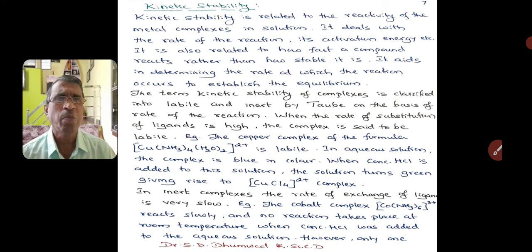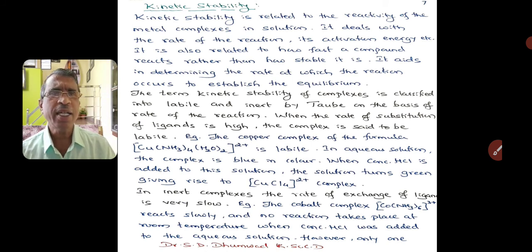So the compound may be more stable, but if it is not going to react to form a product, then we say it is kinetically less reactive. Therefore, kinetic stability tells us about how fast a compound reacts rather than how stable it is. It aids in determining the rate at which the reaction occurs to establish the equilibrium. So the reaction has to attain the equilibrium to the faster extent. This is the rate: at what rate it establishes the equilibrium to the faster extent.